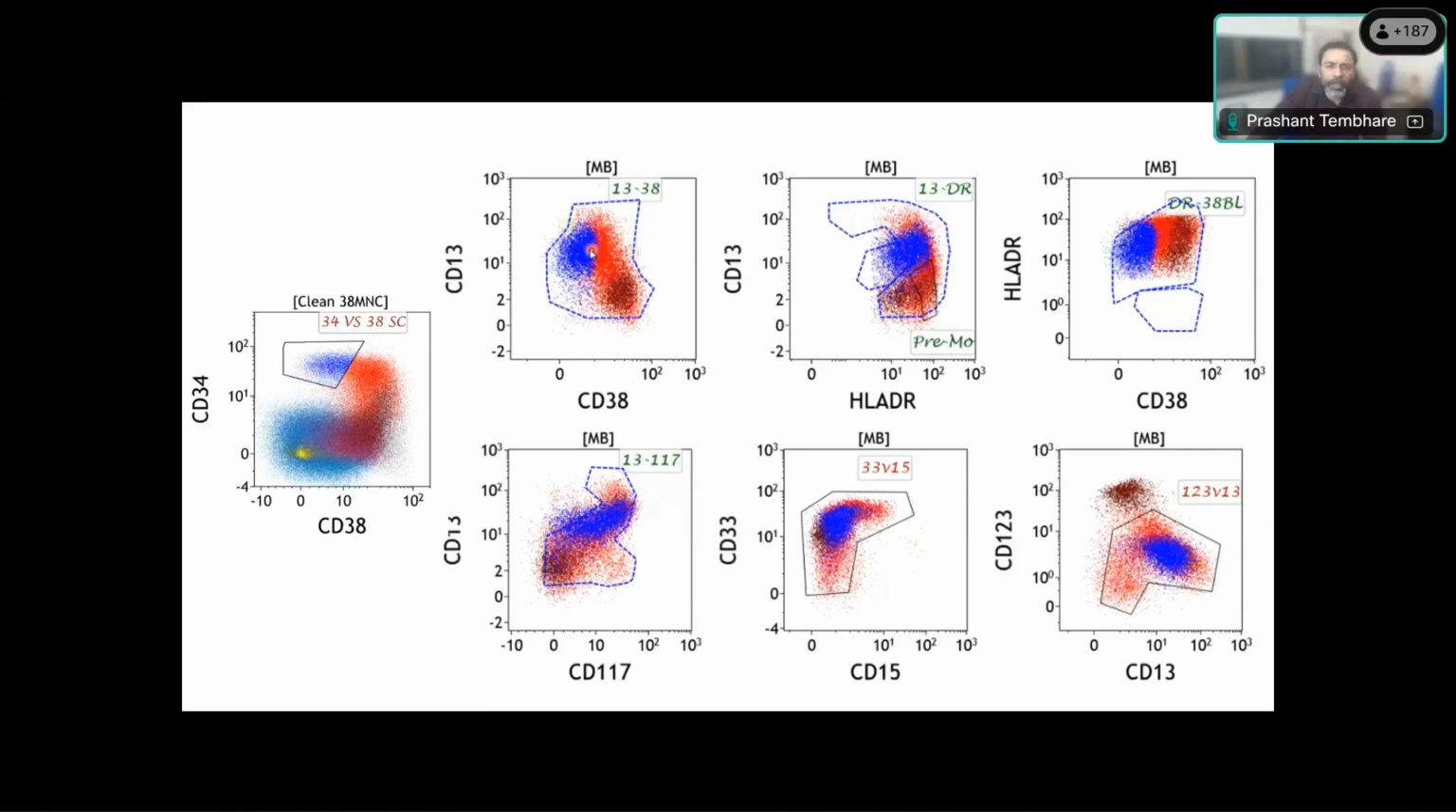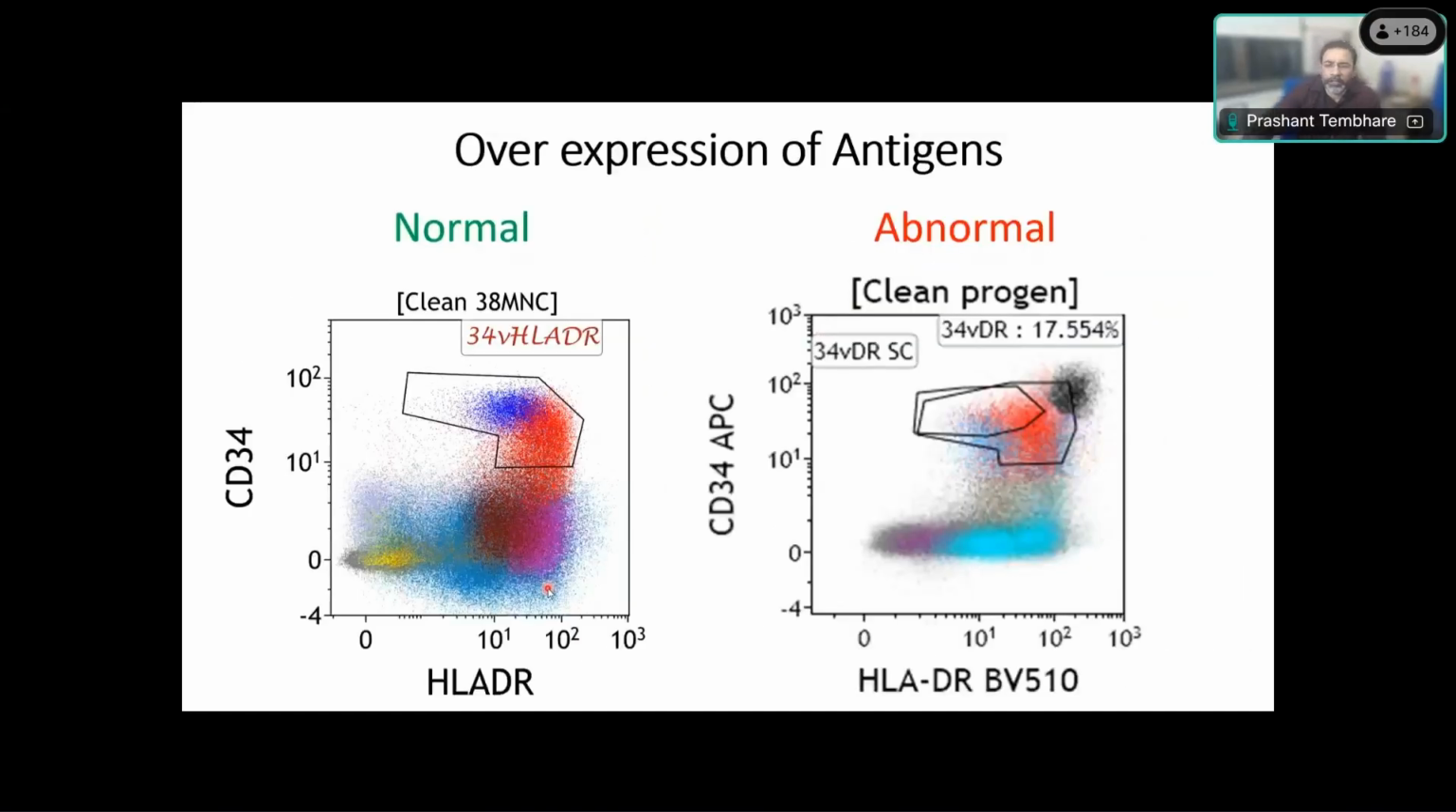Okay. So here you can see, based on CD38 and 13, this is how the cells behave with this normal maturation pattern. They have some distinct maturation pattern when we combine these markers together. And if a population goes outside this gate, we call it abnormal because it is not following this normal maturation pattern. Okay, just to show you an example, here you can see this is the normal HLA-DR and 34 expression pattern.